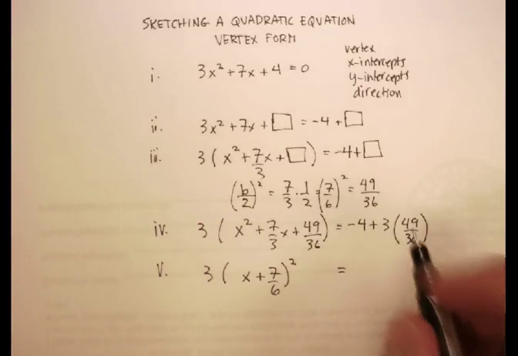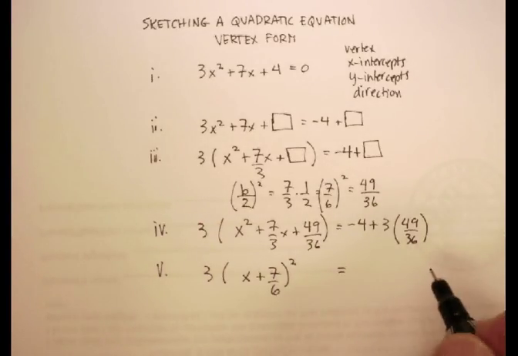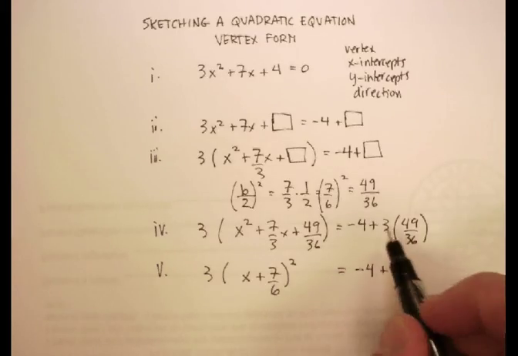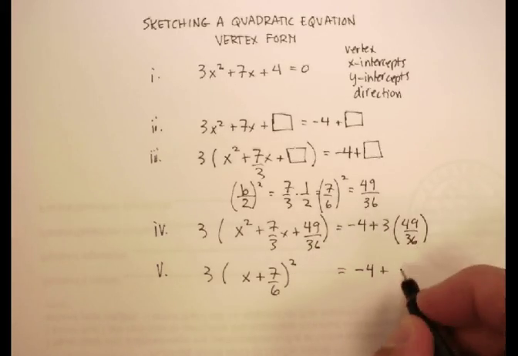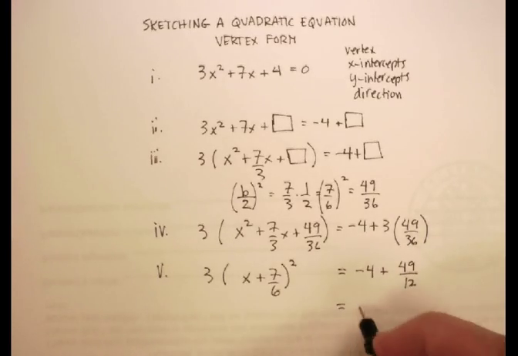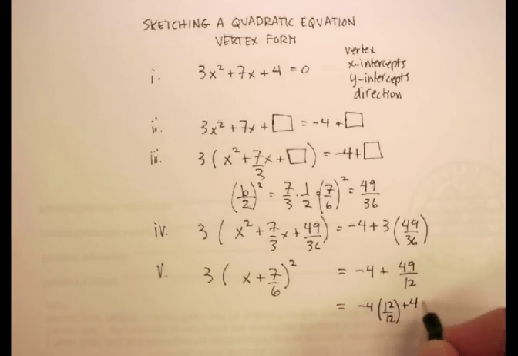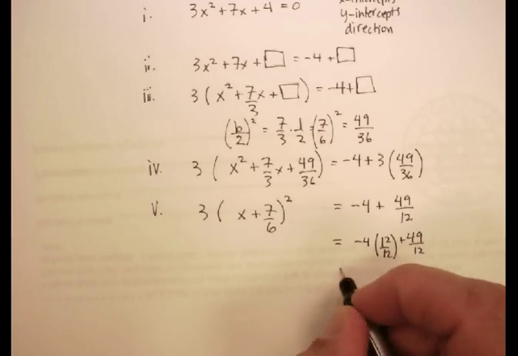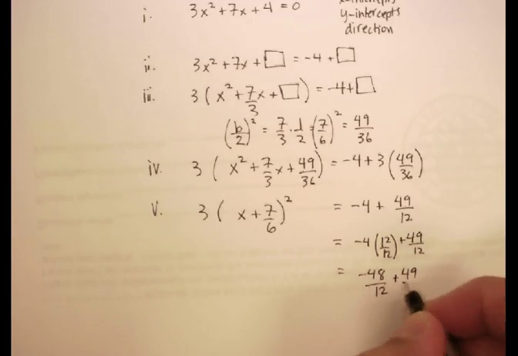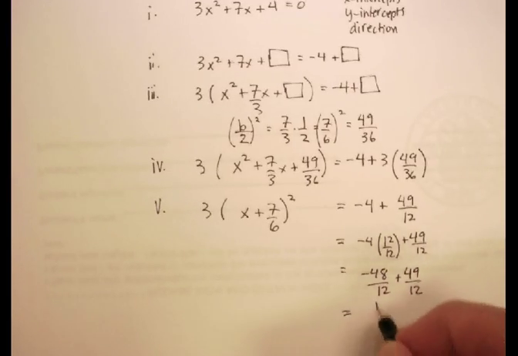Now, over here I want to add these two numbers together. So I'm going to put negative 4 plus, I'm just going to reduce 3 over 36 and get 1 over 12. So it's 49 over 12. I'm going to multiply negative 4 by 12 over 12 so that I can add these numbers. And that's going to give me negative 48 over 12 plus 49 over 12, which gives me 1 over 12.